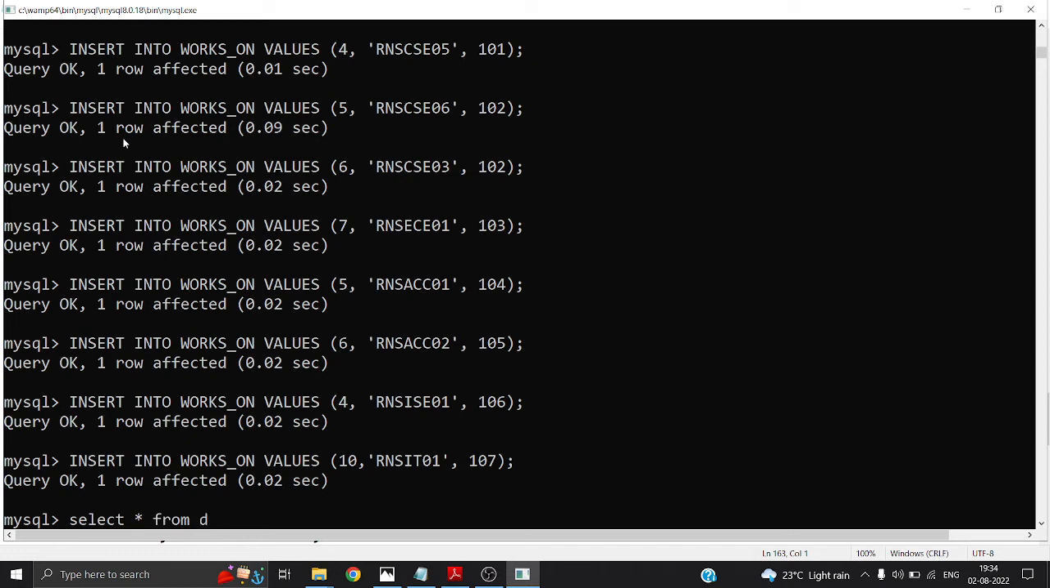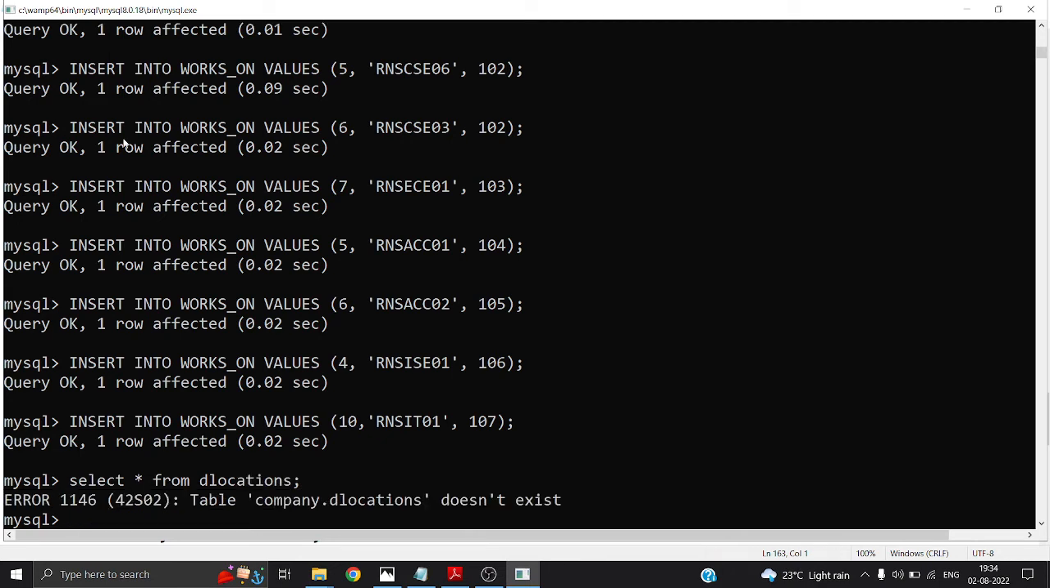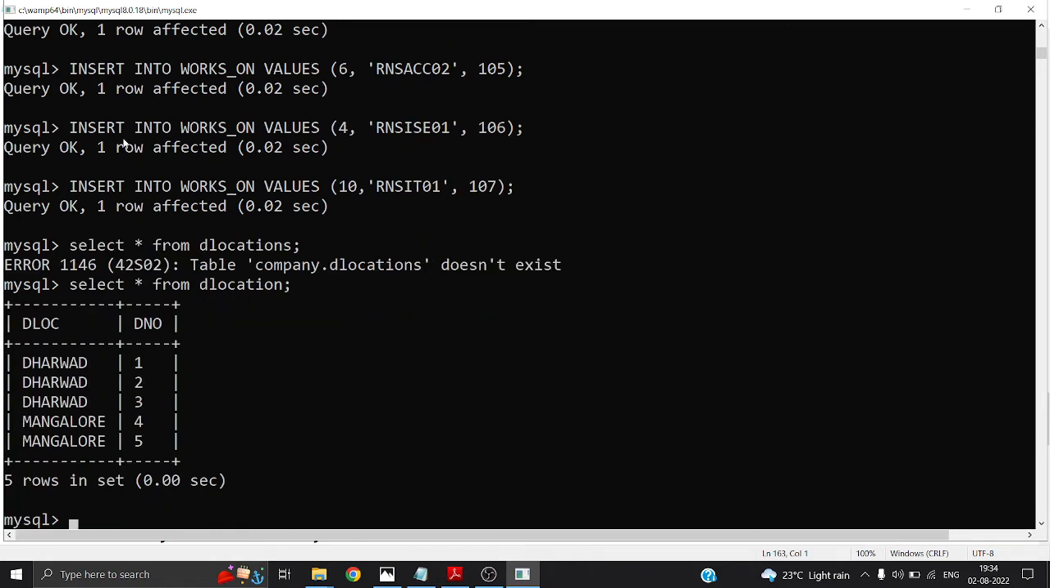The first one is the DLOCATION. So in the DLOCATION, as the department location, department 1 is situated in Dharwad, department 2 is situated in Dharwad, 1, 2, 3 departments are situated in Dharwad, and 4, 5 departments are situated in Mangalore. This is the department location.